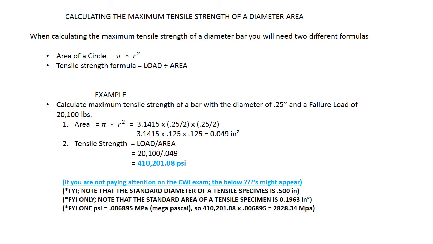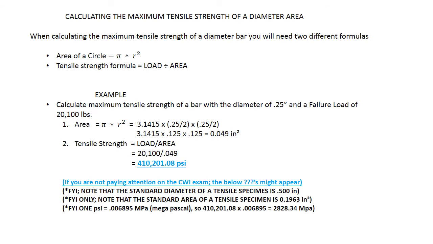Take a second and look at the notes below because it can get really confusing. For your information, note that the standard diameter of a tensile specimen is 1/2 inch. But note that the standard area of a tensile specimen is 0.1963 square inches. So make sure you read those questions correctly.